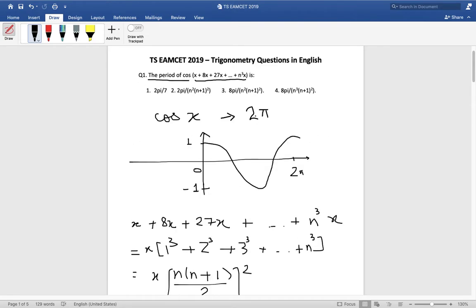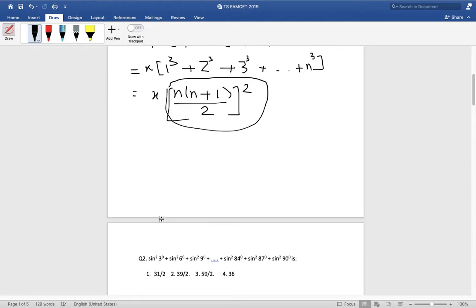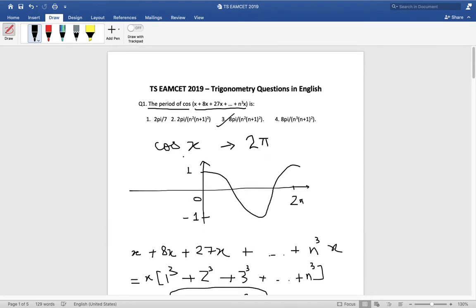So the period of cosine of x is 2 pi. So the period of this cosine will be what? 2 pi divided by this number. That's it. So the period will be 2 pi divided by this number. And when you divide it, this will go up and this will go down. So 2 square is what? 4. And this will be n square into n plus 1 whole square. 2 into 4 is 8, pi was there, so 8 pi by n square into n plus 1 whole square. So this should be the period. Where is it? This one.